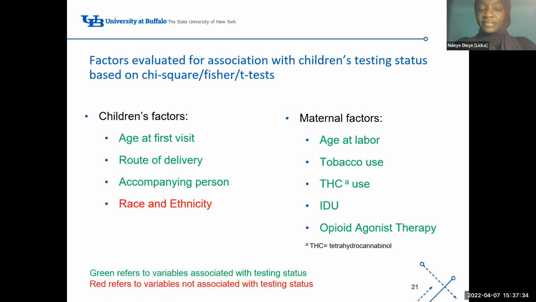So we evaluated factors related to children or related to mothers. We evaluated these factors for association with children's testing status based on chi-square, Fisher, or t-test. In green, we have variables that were associated with the testing status. So variables like age at first visit, route of delivery, accompanying person at the first visit, or age at labor, tobacco use, tetrahydrocannabinol use, injection drug use, or opioid agonist therapy on the mother's side. Race and ethnicity were not associated with the testing status of the HCV-exposed children.